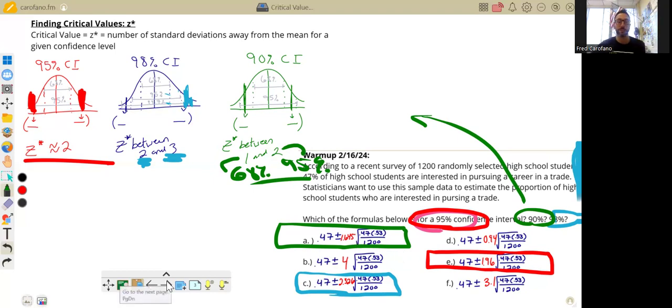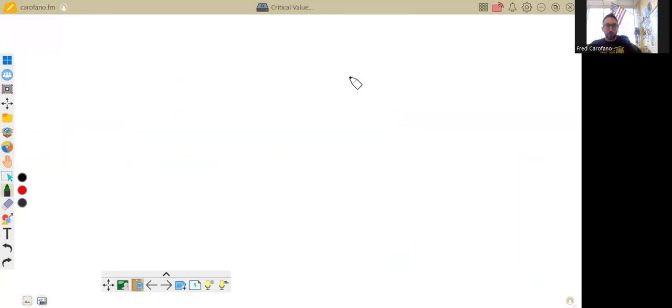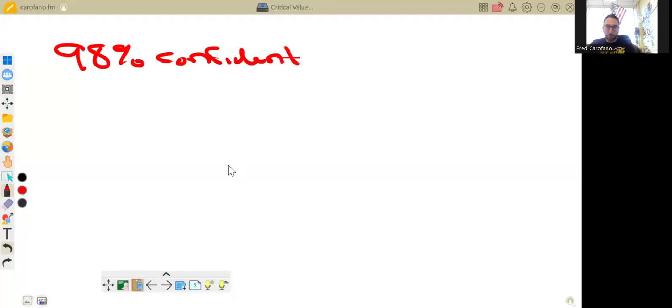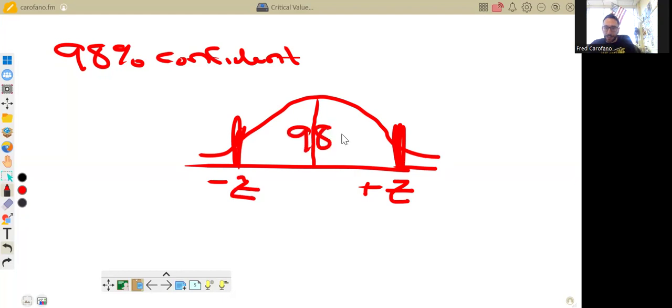There are 2 ways to do that. The first option is using inverse norm. To me, the key to this is drawing the picture. When we're talking about a confidence level, let's say 98% confident, from our work during the block we know that a confidence interval is looking between values. So we want to know how many standard deviations we have to move to the right and to the left so that we are containing 98% between those two values.